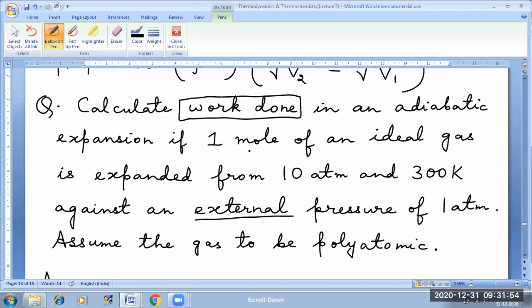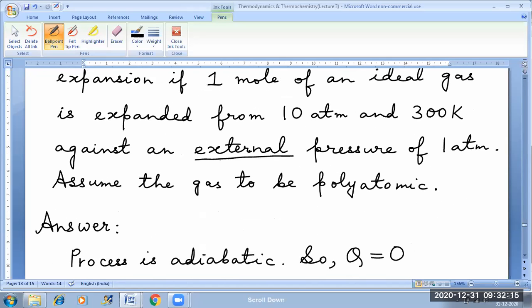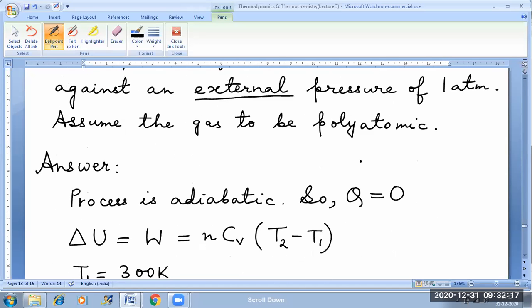So this is a question where adiabatic expansion of 1 mole of a gas is taking place against an external pressure of 1 atm. Assume the gas to be polyatomic. First of all, it is adiabatic. And if it is adiabatic, according to the first law of thermodynamics, I can say that delta U is equal to Q plus W. So Q is 0 because it's adiabatic. So I'm left with delta U is equal to W.